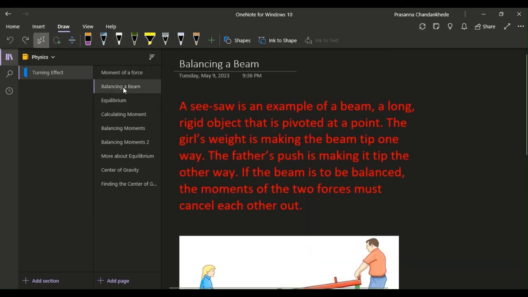Let's go to balancing a beam. A seesaw is an example of a beam, a long rigid object that is pivoted at a point. The girl's weight is making the beam tip one way. The father's push is making it tip the other way. If the beam is to be balanced, the moments of the two forces must cancel each other out.